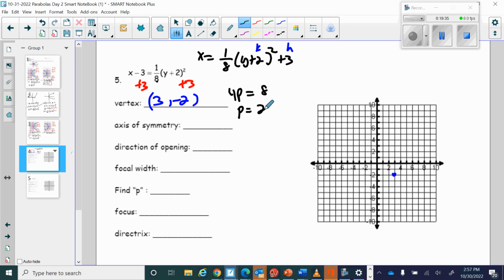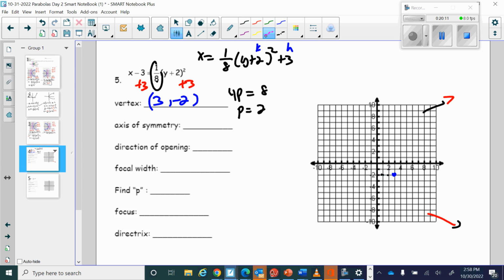So 2 units to the right. Well, first of all, the graph: this is positive, so I know the graph is going to open in that direction, because my 1/8 value is positive. So therefore, my direction is going to be on the right side. So p is equal to 2. So 1, 2, that's where my direction is going to be.